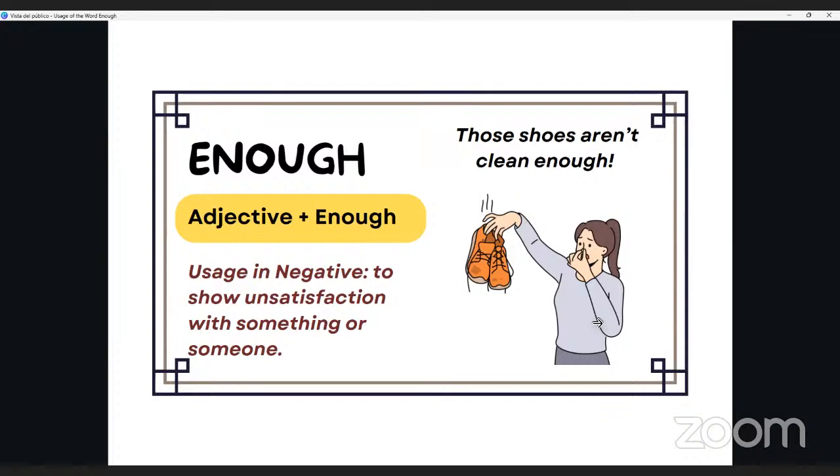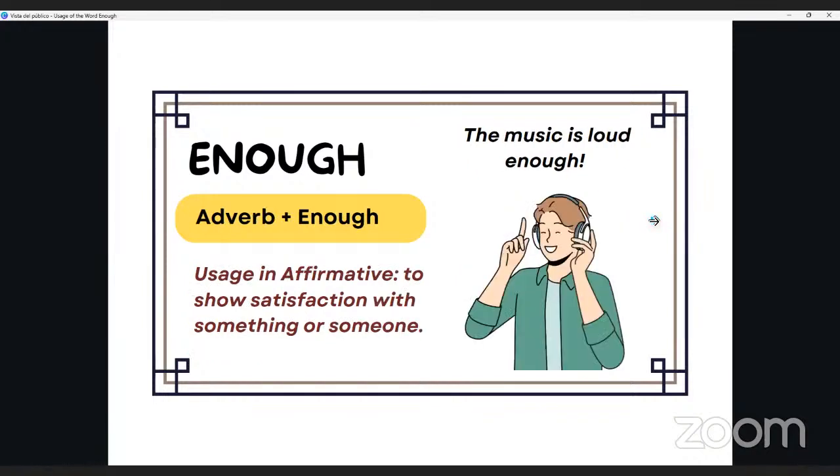So we don't have enough of something. So no está suficientemente adjetivo. For example, right here, those shoes aren't clean enough. No están lo suficientemente limpios, les hace falta limpieza. That's the meaning behind this one. So let's continue. We're almost done.